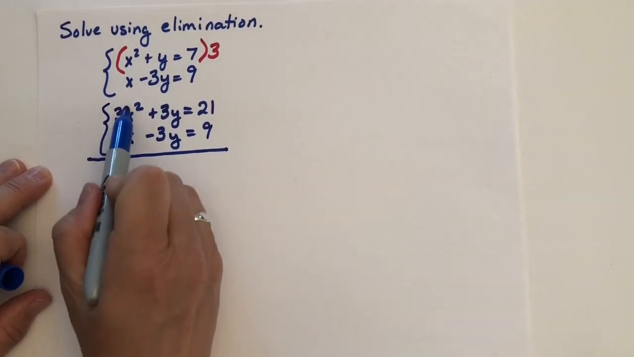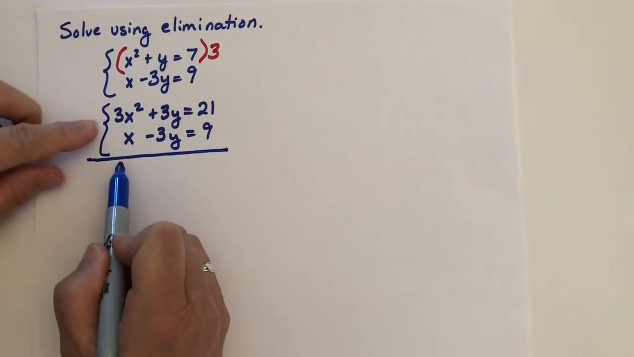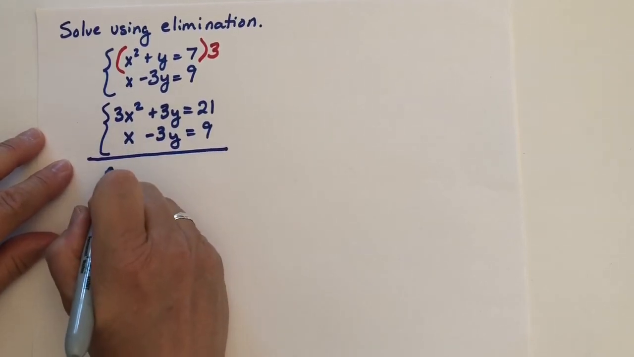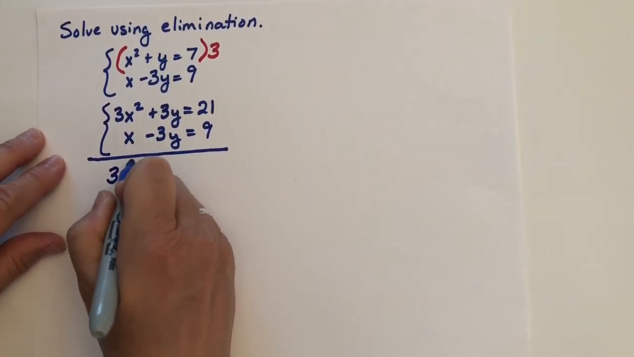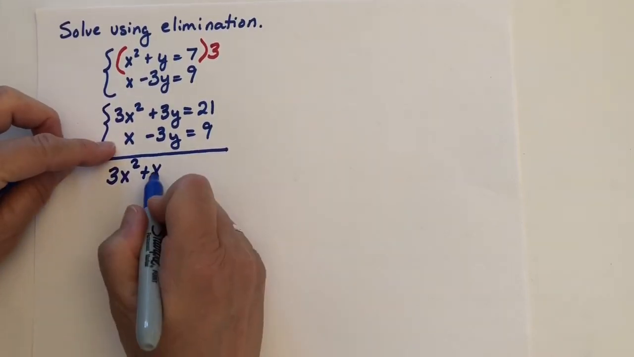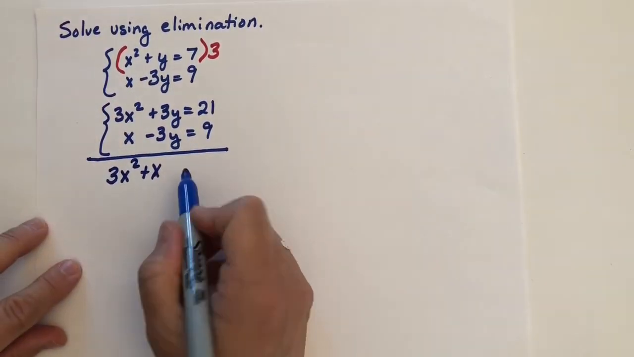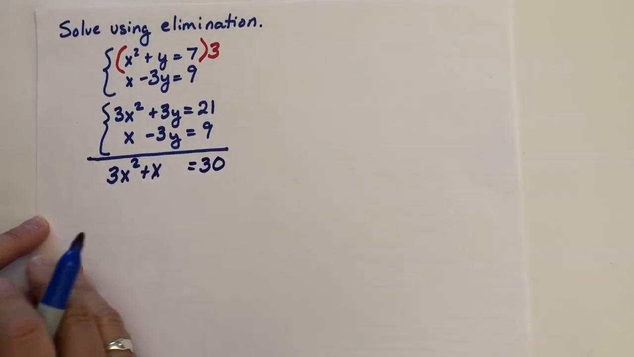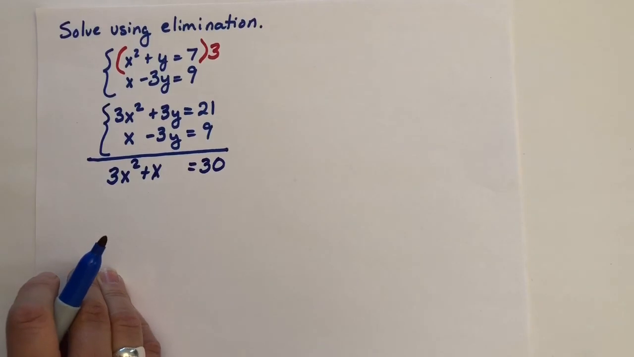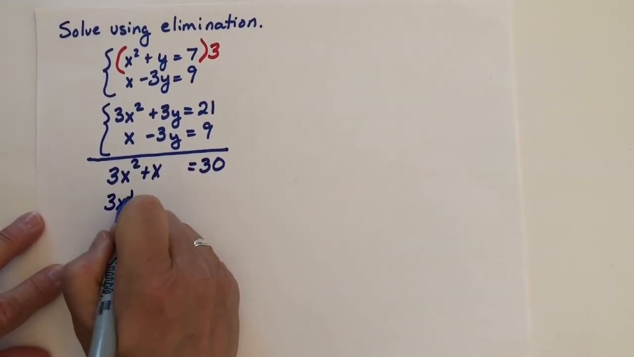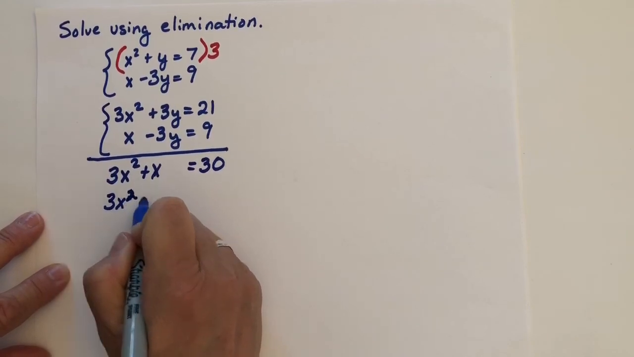So when I combine these, notice they are not like terms, so I can't write it as one term, so I just write their sum. I have 3x squared plus x on the left. The y term is eliminated, and on the right-hand side, I have 30. Now I have a quadratic equation to solve, so let's set it equal to 0. Oop, that's squared.